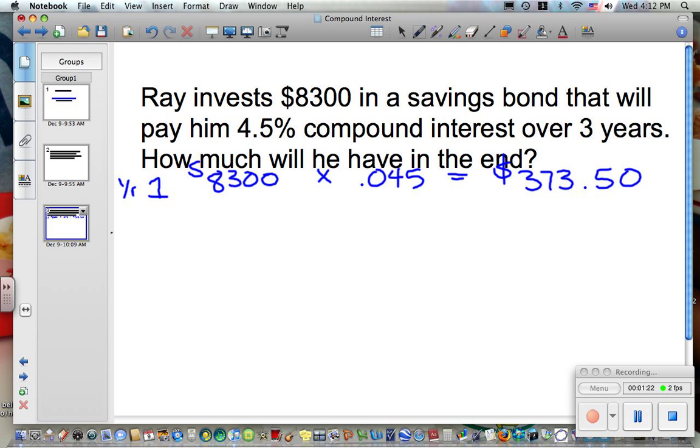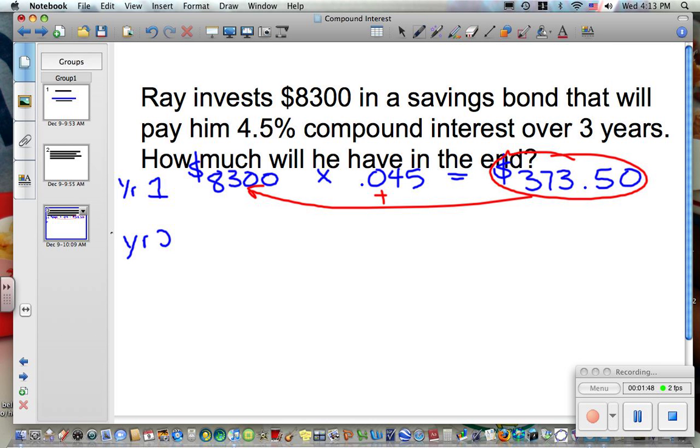And that is the interest for year one. We're now going to take this money and add it to our original amount, our principal amount that we started with. So $373.50 plus $8,300 is, in year two, $8,673.50.